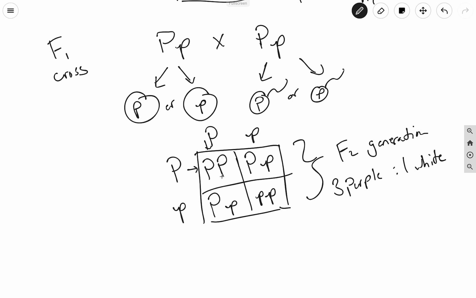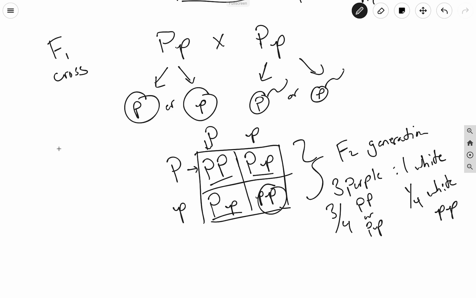And so what we can see is the big P, this is going to be a purple flower. Big P, another purple flower. Big P, another purple flower. So we get 3 out of 4 are purple, with either big P, big P or big P, little p. And then we have this last one here, little p, little p, is the 1 out of 4 that is white.